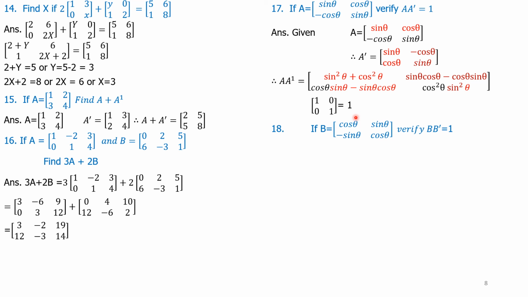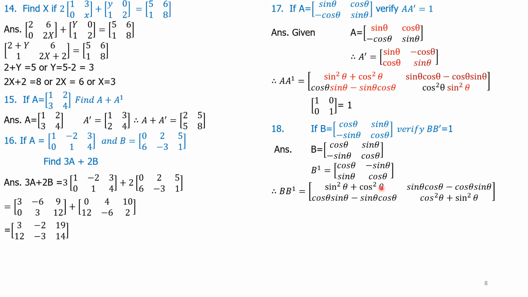It is a similar problem, but here it is designated as B. B is equal to [cos theta, sin theta; minus sin theta, cos theta]. Verify B B dash is equal to I. Here the rows have different values: cos theta sin theta, minus sin theta cos theta. Let us verify. So B is the given value. And for B dash, we interchange rows with columns. So cos theta sin theta becomes the first column, minus sin theta cos theta becomes the second column.